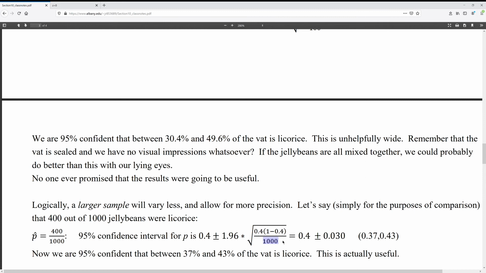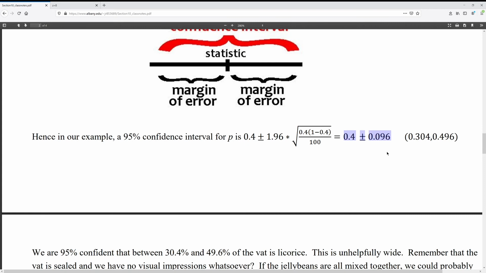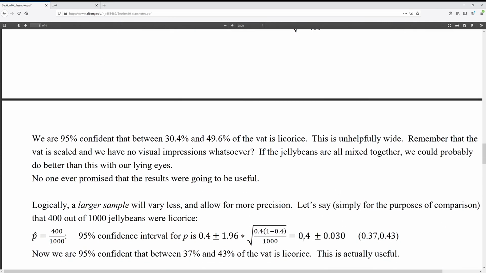0.01549 something. And then if I multiply it by the 1.96, it goes from 0.154919334 to 0.0303641894. Well, call it 0.030. So now from a sample of size 100, we have a margin of error of 0.096, almost 10%. From a sample of size 1,000, we get that margin of error down to 0.030, 3%.